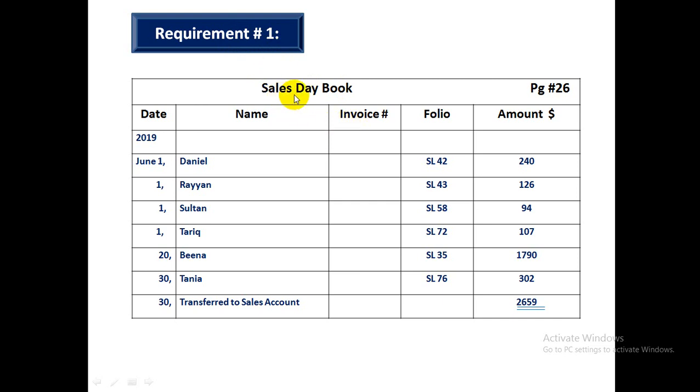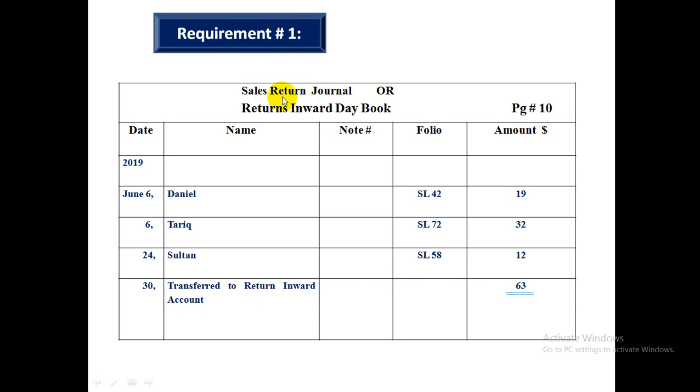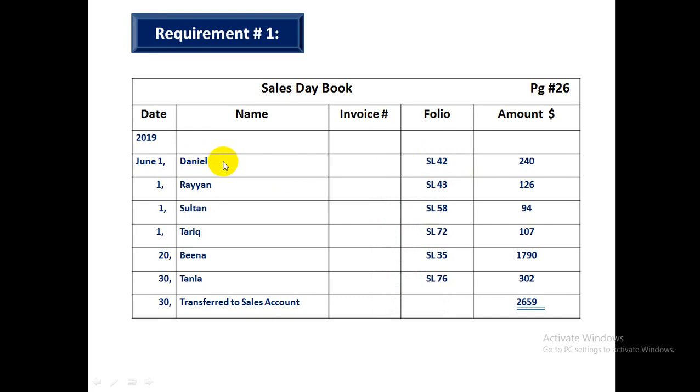Let's prepare sales return daybook. Return inward daybook, or you can say the sales return journal. The transactions in which the goods are returned to us on the dates with the amounts will be posted here. Use the same folio numbers which you had assumed for the same customer in sales daybook.